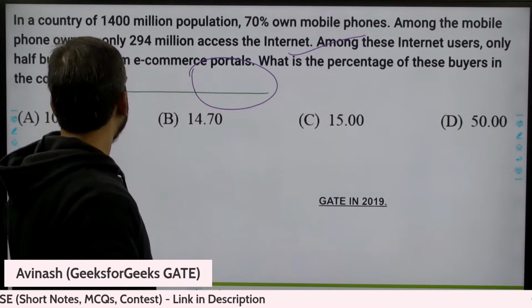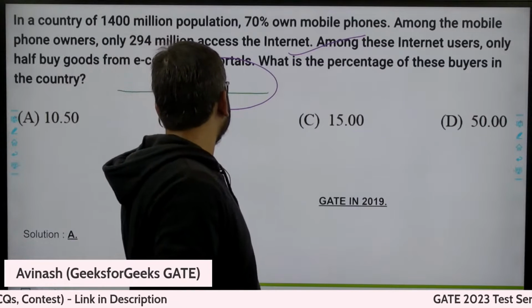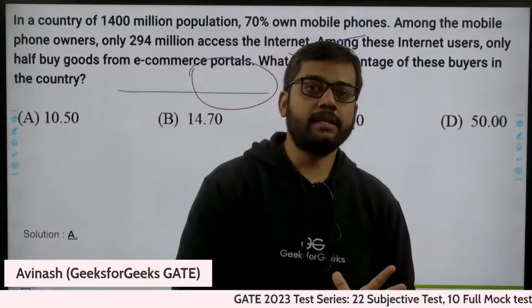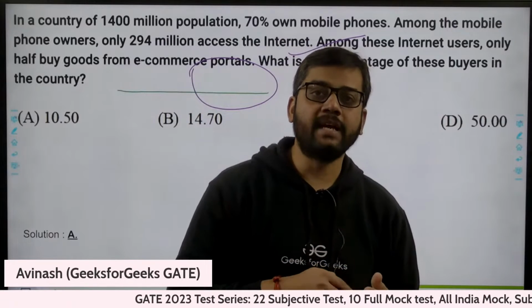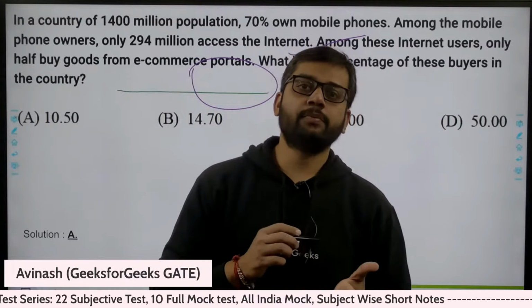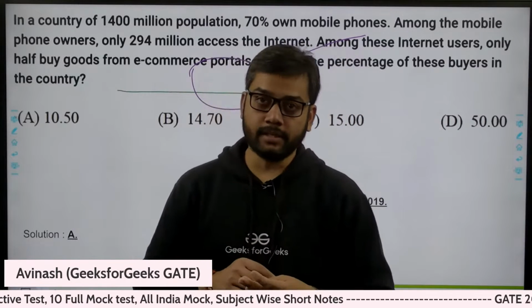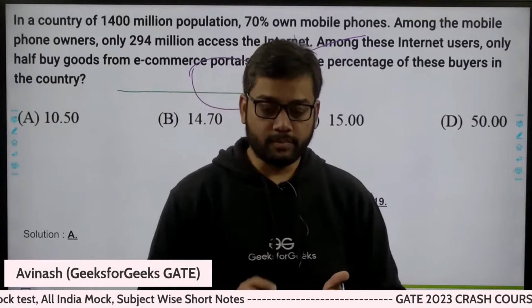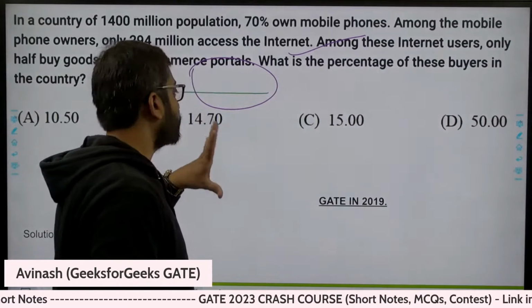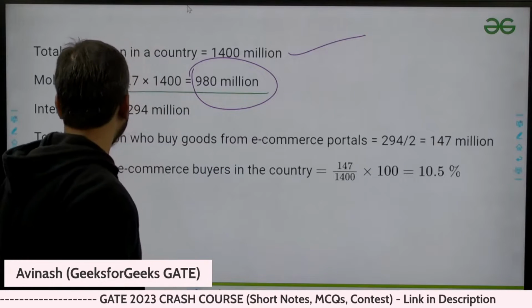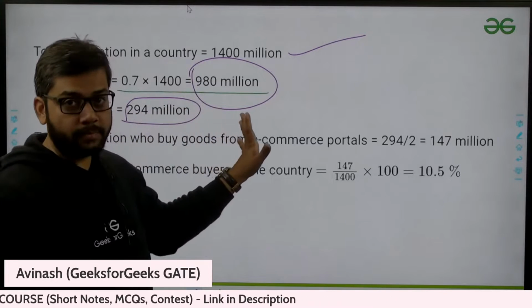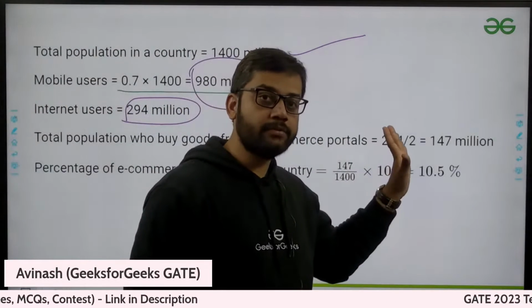Now only half of the persons buy goods from e-commerce. Now there is only one trick in this question. The trick is that those people who have a phone as well as the internet can have access to e-commerce. So if they are saying only half buy goods from the e-commerce portal, then our e-commerce users are only these, because these are the only persons actually using mobile phones with internet.